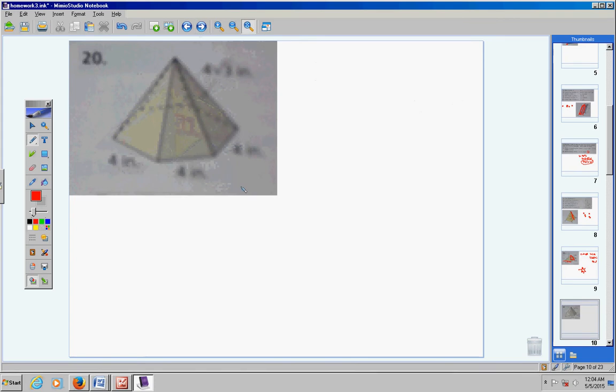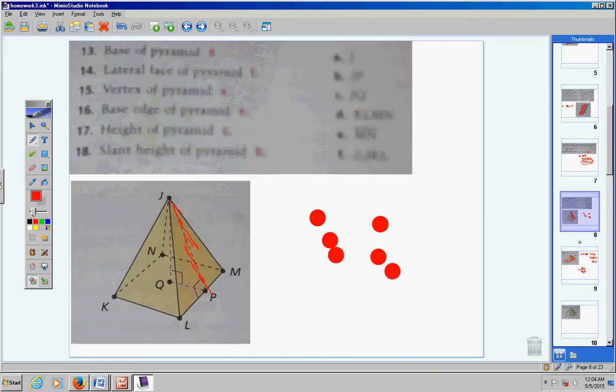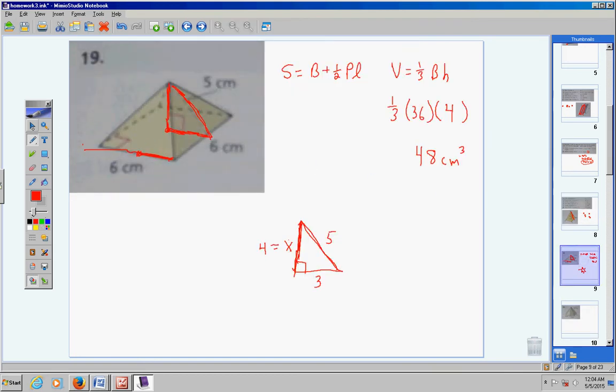Moving on to number 20. Now this is a pretty challenging problem, okay? So let's really think this through. First of all, we have a pyramid, okay? So we're looking to use the formulas from right back here.